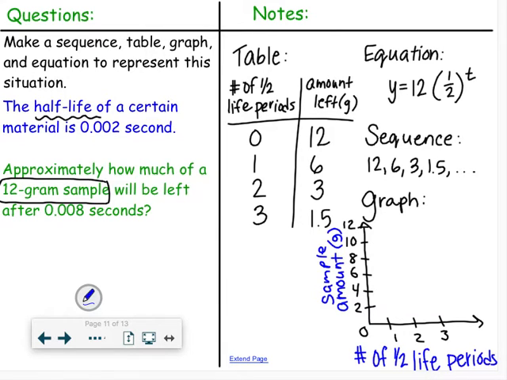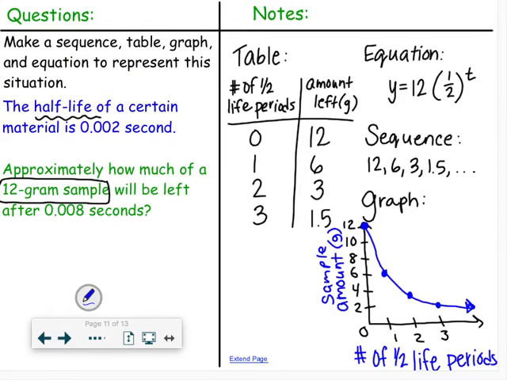Okay, it starts out at 12. After 1 half-life period, there's 6 left. After 2, there's 3 left. And after 3, there's 1.5 left. So you can definitely see the curve on this one. It's a lot more steep than the ones before.